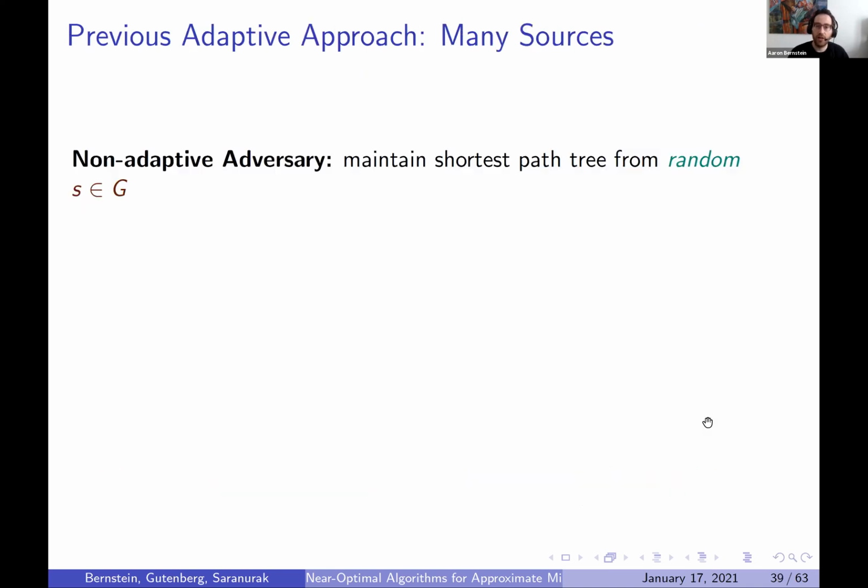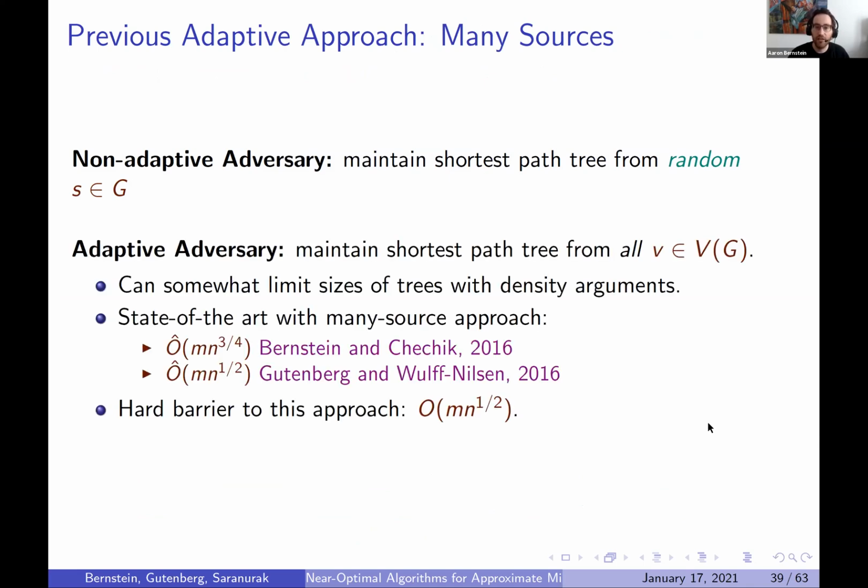So what have previous adaptive algorithms tried to do? Well, to highlight how much harder the adaptive setting is, because they couldn't pick a random source, they actually end up just maintaining a shortest path tree from every source. That's the best we know how to do. And then you can use density arguments to try to limit how much these shortest path trees from the different sources intersect. And so you have these running times which are better than mn, but they're still far from linear. And both of these papers also make clear that there's a hard barrier to this approach. You can't do better than m root n with this approach. So we're going to need something very new to get linear time.